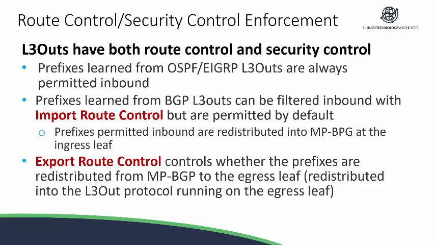L3 outs can have both route control and security control. Any prefixes learned from OSPF and EIGRP L3 outs are always permitted inbound. Prefixes learned from BGP L3 outs can be filtered inbound with import route control, but are permitted by default. Export route control controls whether the prefixes are redistributed from MPBGP to the egress leaf, and redistributed into the L3 out protocol running on the egress leaf.